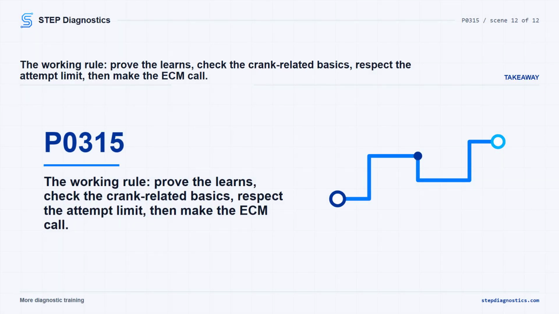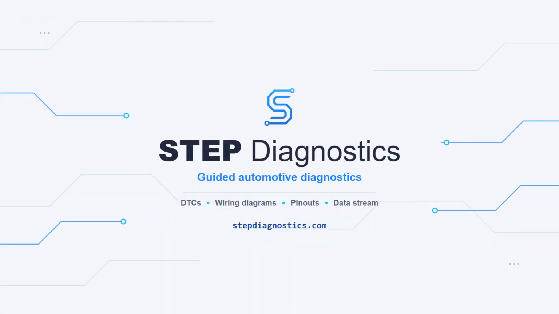The key with P0315 is to prove the required learns, confirm battery and crank sensor reluctor conditions, respect the repeat limit, and only make the ECM call after the diagnostic path points you there.